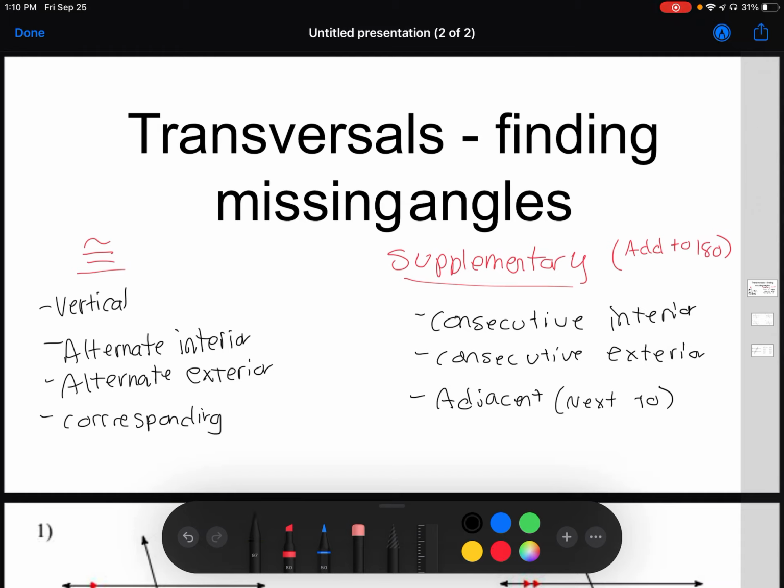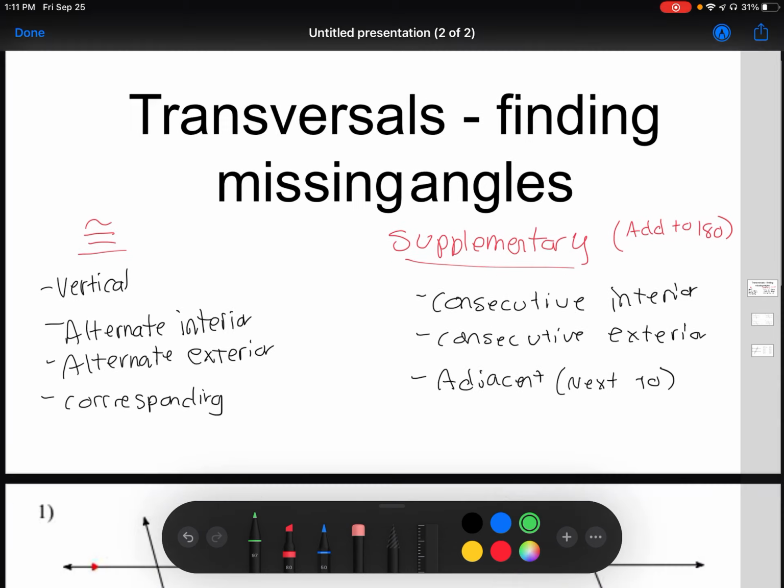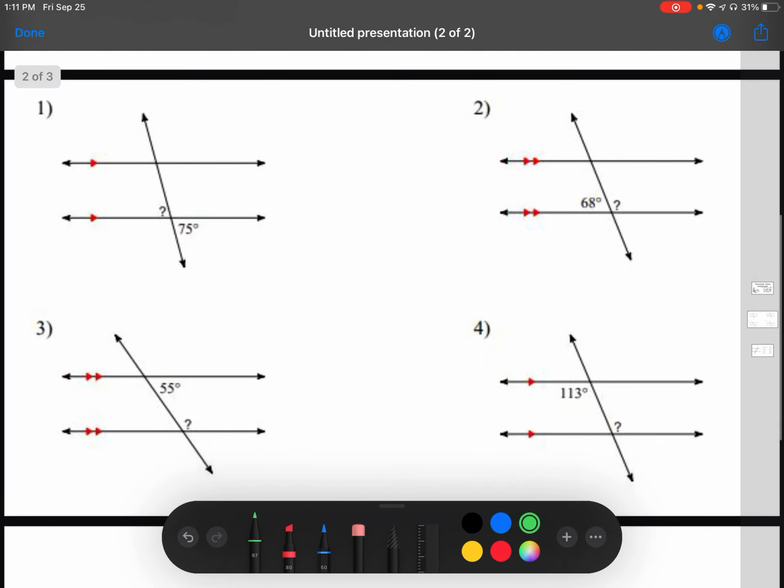Okay, so we're going to use these. So what you do is you look at the two angles, you determine which of these they are, then you'll know if they're congruent or if they're supplementary. Right, so I've picked out 4 examples here.